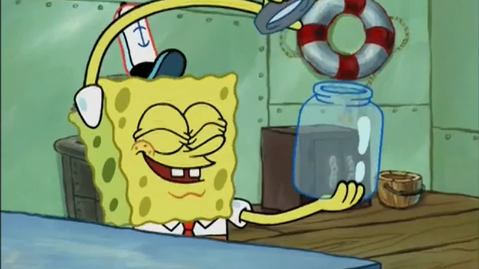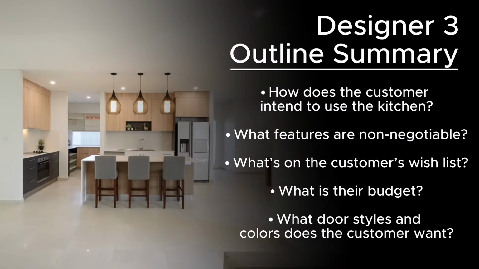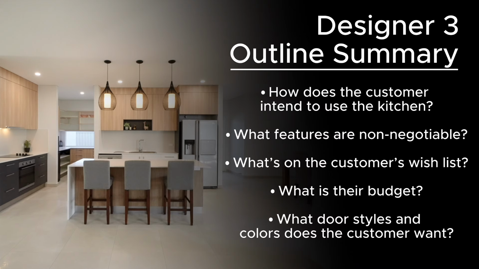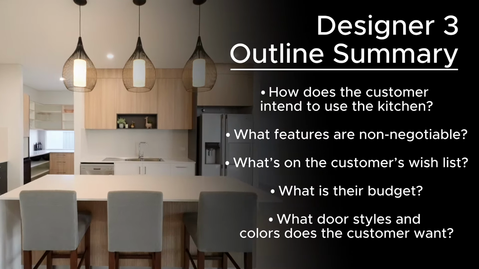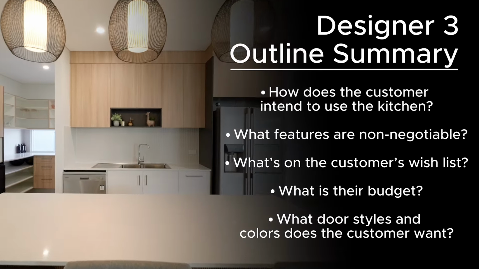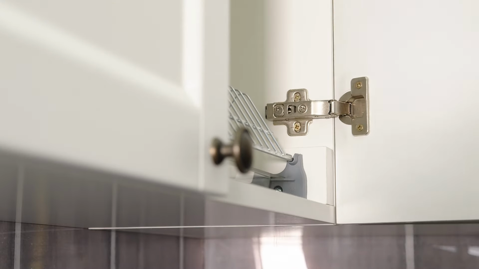Designer 3 has an outline for gathering information from their customer, which might look like this. How does the customer intend to use the kitchen? What features are non-negotiable? What's on the customer's wish list? What is their budget? What door styles and colors does the customer want? Answering each of these questions is essential in the process.